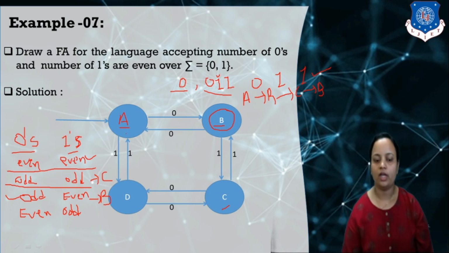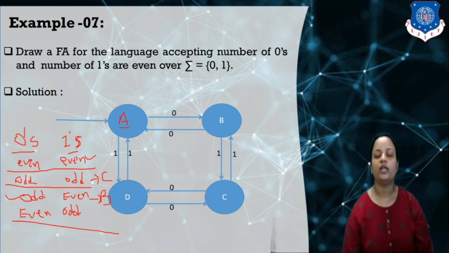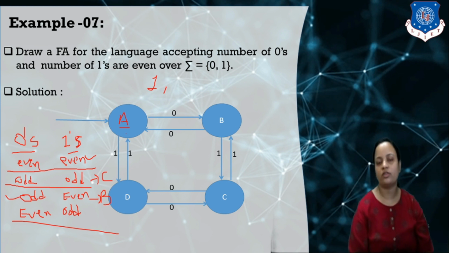Odd and even done. Now the last possibility, even and odd: an even number of zeros and an odd number of ones. It means that a single 1 is allowed. This is a valid string because an odd length starts with a 1 and an even length starts with a 0. So 1 is a valid string. We can make D the final state for this. A on 1 moves to the D state, which is our final state. So for this combination, we have to make D the final state.